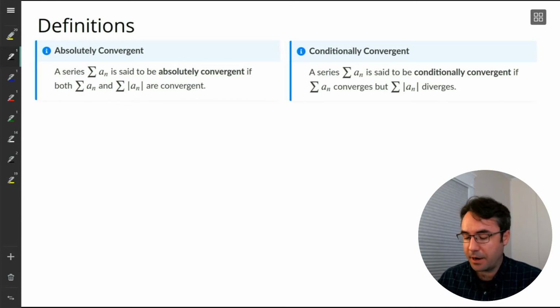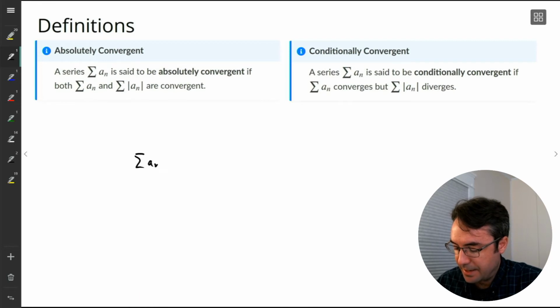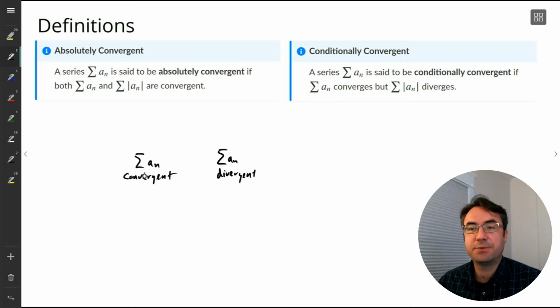All right, so we have our first definition here. And let's go through and think about what are all the potential options. We have two different series here. So we could have sigma an be convergent. We could have sigma an be divergent. Those are the only two options for sigma an. It's either convergent or it's divergent.